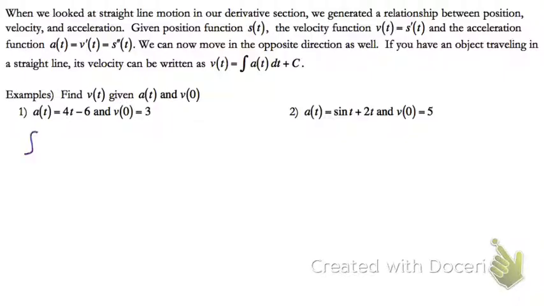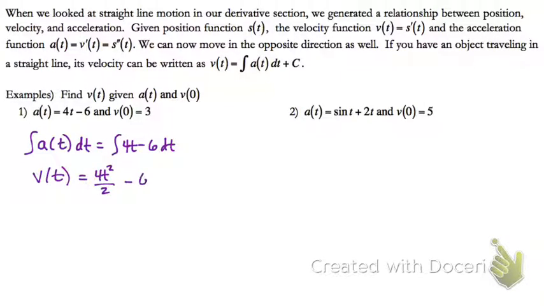So first things first, we can take the integral of both of these. The integral of the acceleration function, dt, is going to be equal to the integral of 4t minus 6 dt. So if we integrate both sides of this equation, that will allow us to find the velocity function. The integral of a of t, the integral of the acceleration, is velocity. The integral of 4t is 4t squared over 2. The integral of 6 is 6t, and then we'll put plus c. If I simplify this a little bit, I get 2t squared minus 6t plus c.